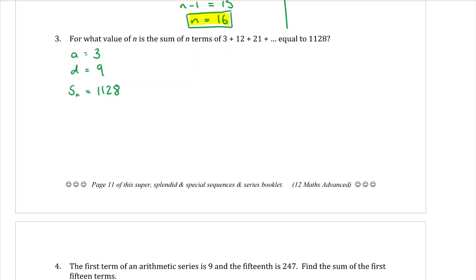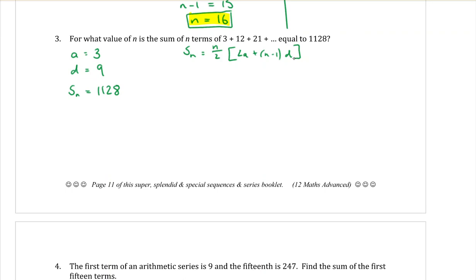1128. Now, I don't know the last term, so that second formula is out of the question, but I can use my first formula to help me work out n from here. So the formula is, and I've got quite a few lines for this, you'll need to write pretty small to show all of the steps here. S of n equals n over 2 square bracket 2a plus n minus 1 bracket d square bracket.